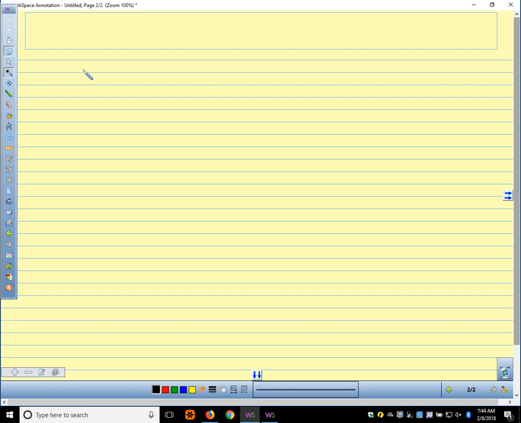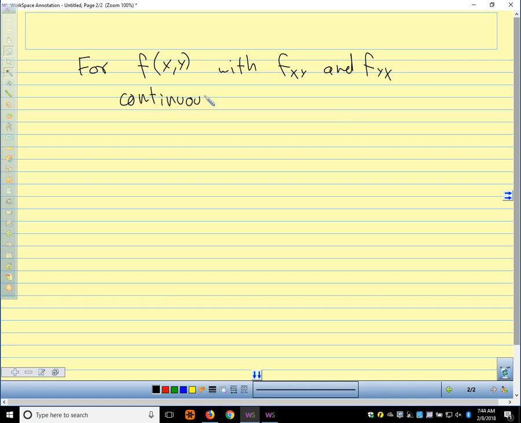So for f of x, y, with our mixed partials continuous, and we're talking about it continuous in some region of the plane, then our mixed partials f sub xy equals f sub yx in that same region.